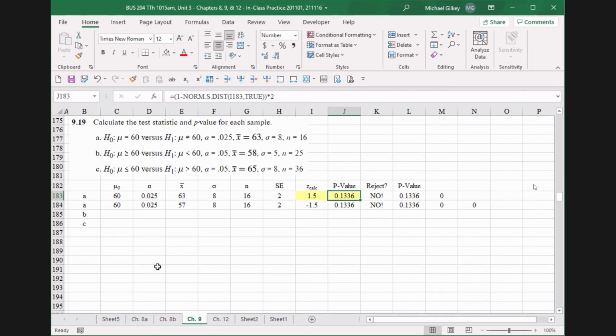Would it be a left tail? Yeah. Because remember, it's determined by the alternative, right? Less than would be a left-tailed test.